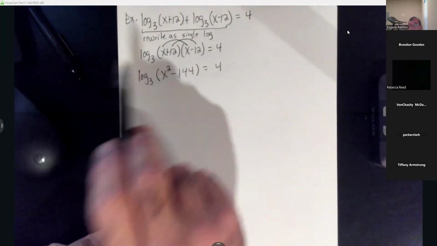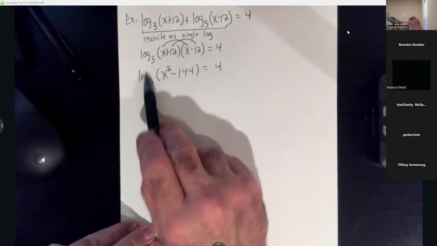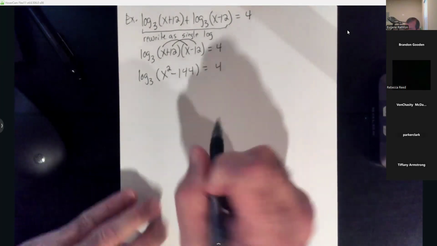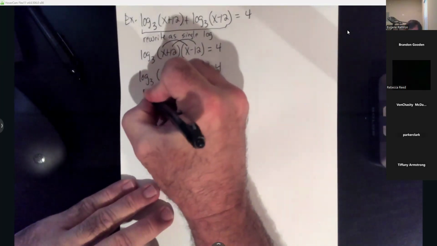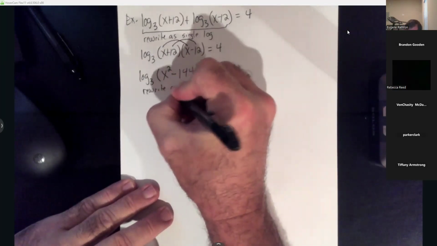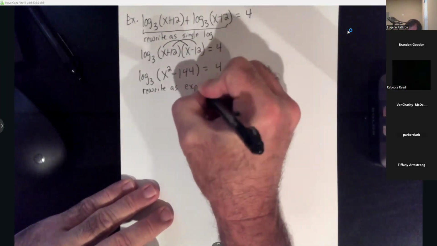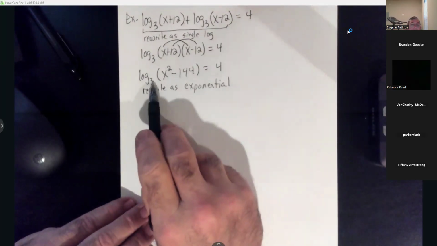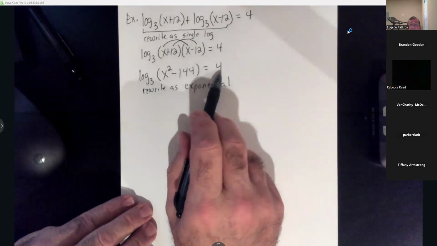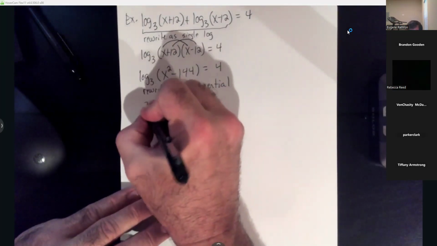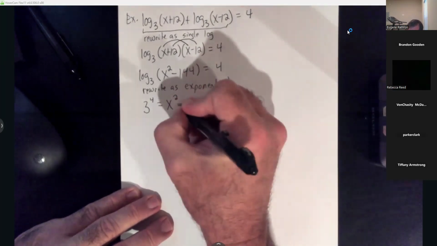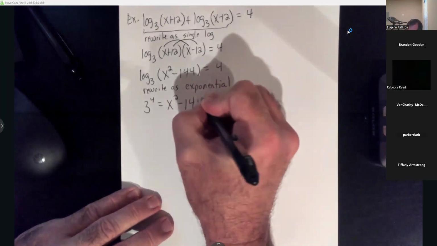All right, so this one's a little different than the one I just did. This one only has one log on it. So since there's only one log equal to a number, we're going to rewrite as exponential. So base is 3 raised to an exponent of 4. That's going to equal the x squared minus 144.